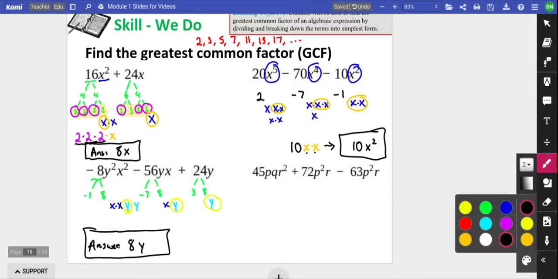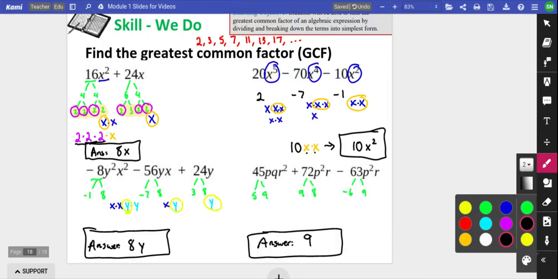Similarly, I'll be solving the one on the right. 45, I can break that up into 5 times 9, 72, 9 times 8, and 63, -7 times 9. The biggest number that they have in common, in this case, is 9. So that will be part of the answer.